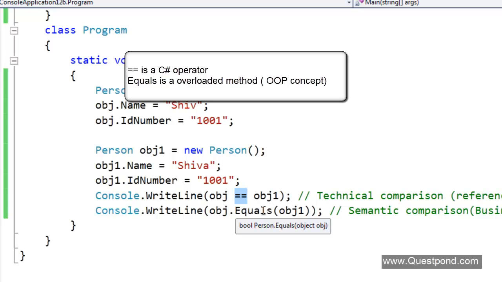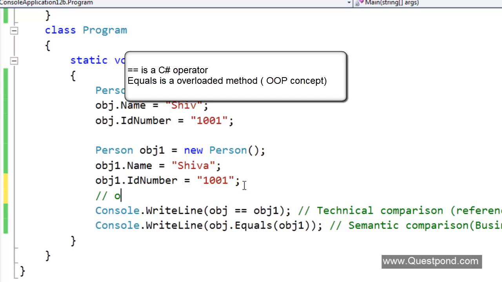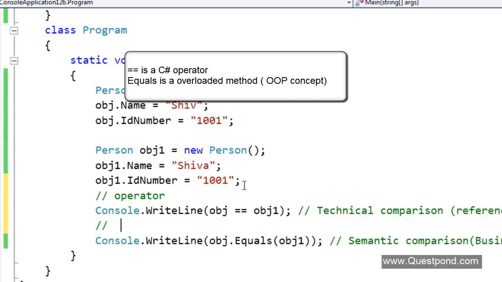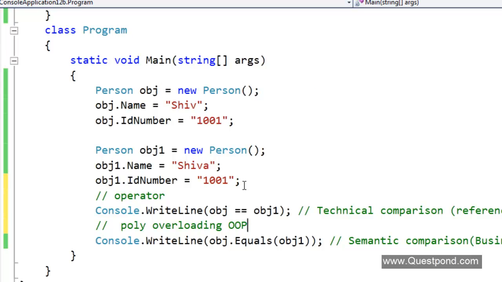If you look from the programming perspective, or from the basis of syntaxes, right? This equal to is a operator. It's a C# operator, right? And this dot equals over here is a polymorphic method, which is doing method overloading. In other words, it is an object oriented programming concept. So if you ask me logically, where should I put my semantic comparison, then definitely I will put it over here in the equals. And where should I put my technical comparison? If I wish it to be different, then I will put it in this dot equal to.